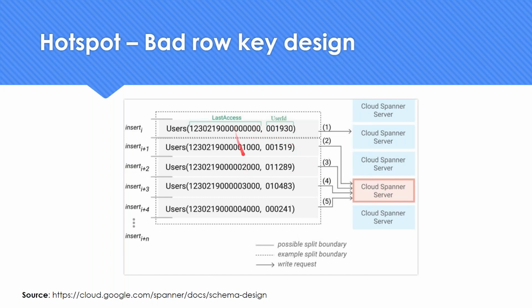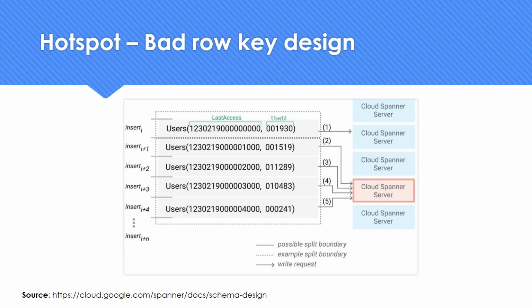So if you see the pattern here, the last access timestamp is almost the same for most of them. Everything is going to be written into the same node, even though it is a 5-node Spanner instance. Every write operation goes to only one node, which makes that node hot. So there's a chance that this node may stop functioning properly. This is called hot spotting. And you see there are other nodes which are not even being utilized.